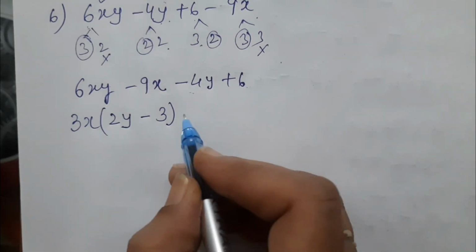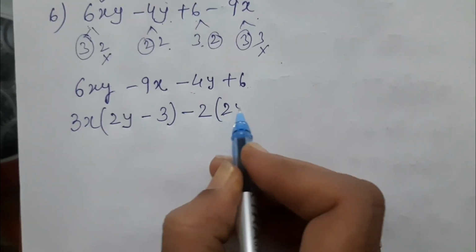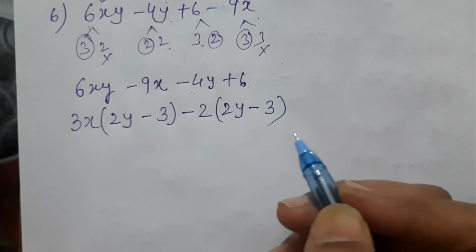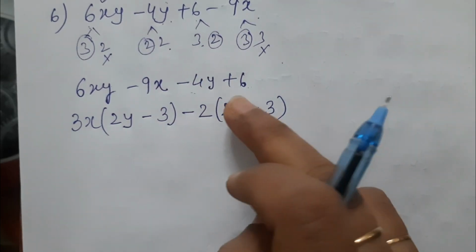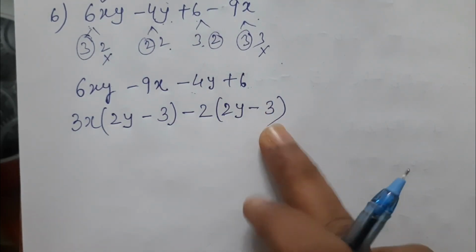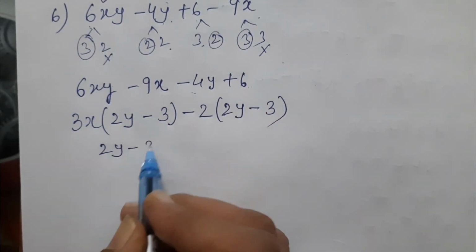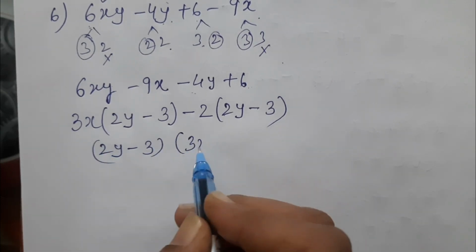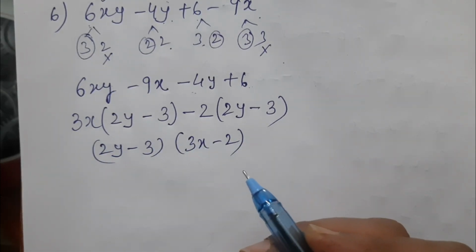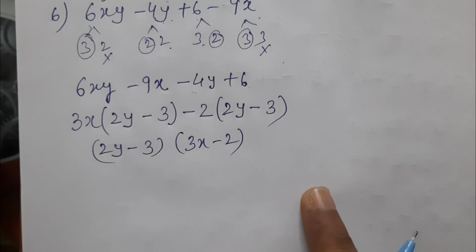Now among these two, again 2 is common. So it's 2y minus 3. I have taken minus common. So here this number sign will change. So it's minus 3. So the final answer is 2y minus 3 and 3x minus 2. So this type of questions got completed.